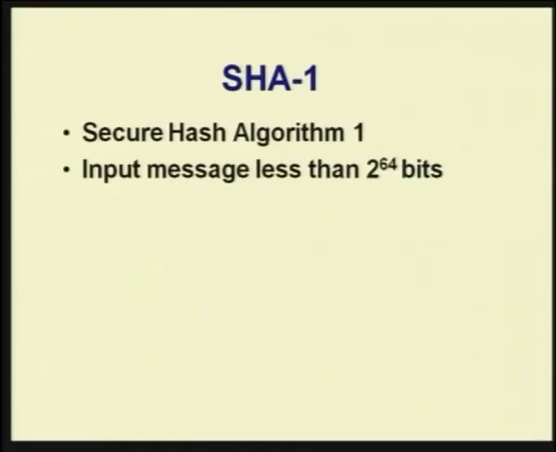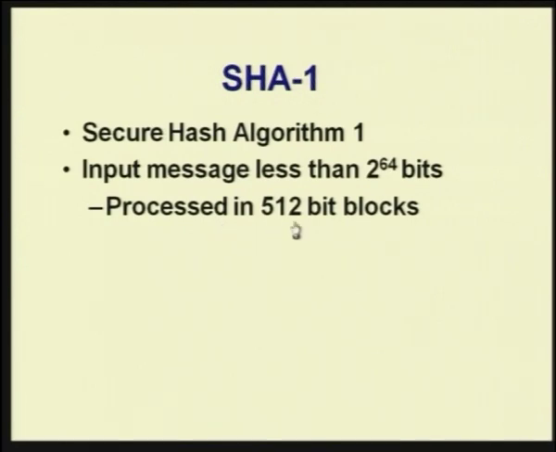Now, an example of a secure hash algorithm is the SHA-1 algorithm, secure hash algorithm as it is referred to. This uses input messages which are less than 2 to the power of 64 bits and which are processed in 512 bit blocks, and it outputs a 160 bit digest. So, given a message of up to 2 to the power of 64 bits, it will generate a 160 bit digest. This 160 bit digest is transmitted along with the message. This is how the SHA algorithm works.